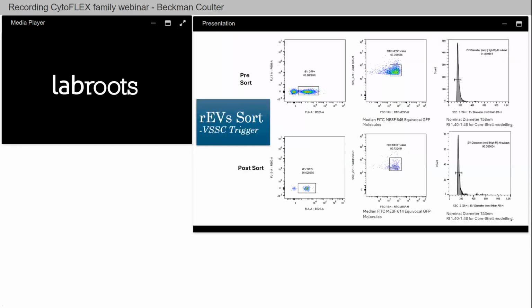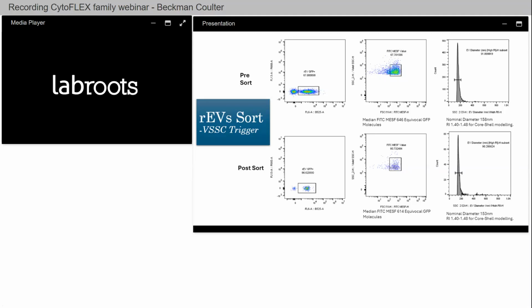And basically here, we're going to start looking at this. We have our pre-sort listed above. We looked at our GFP positives. We then sorted those, as you can see on the bottom, to pretty good efficiency. And then we looked at the MESF values according to how we calibrated here and added those in. And then also for sizing.